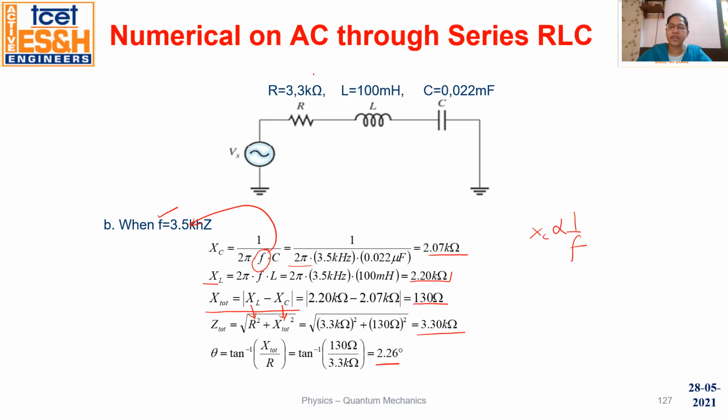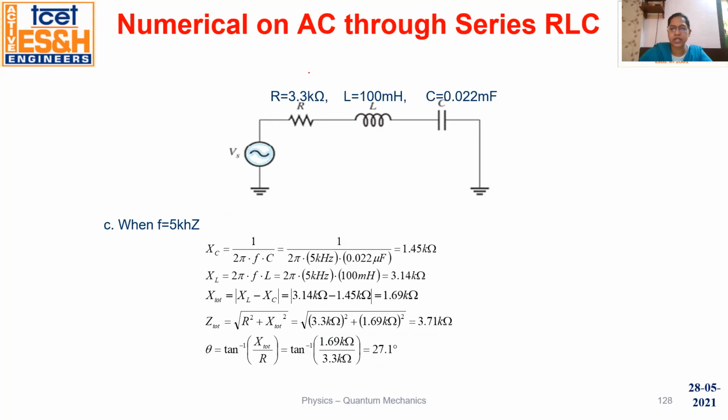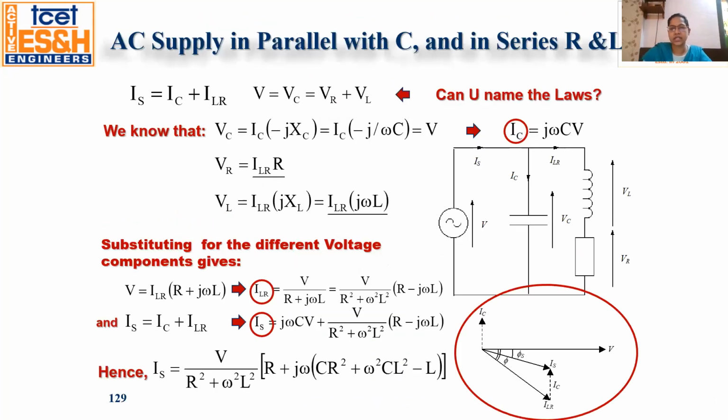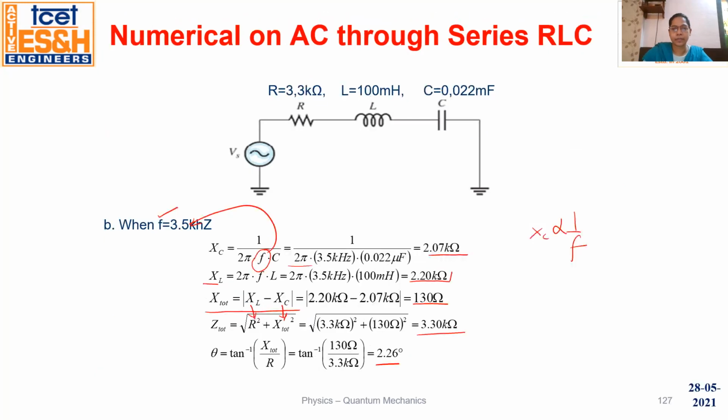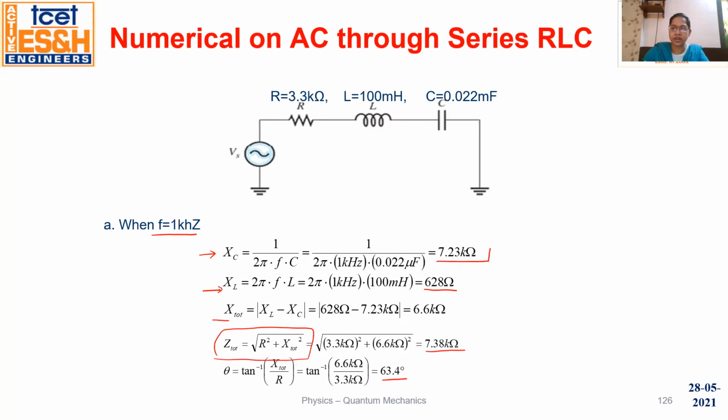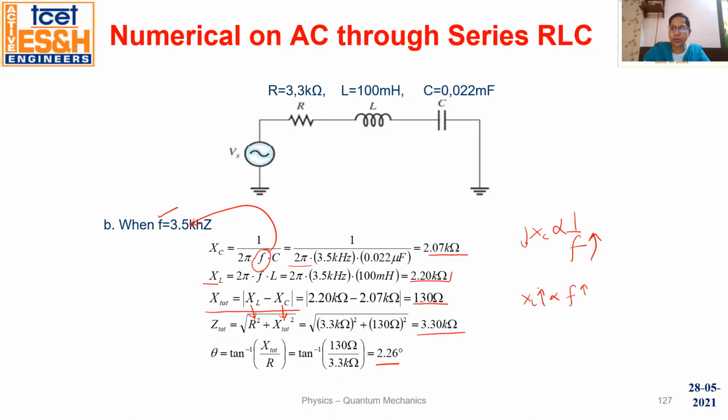So as the frequency is increased, the value of XC is decreased. Whereas if frequency is increased, the value of XL is increased, because there is a direct relationship between XL and the frequency.